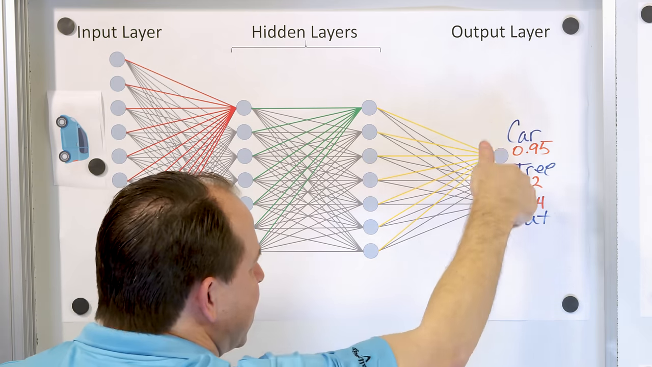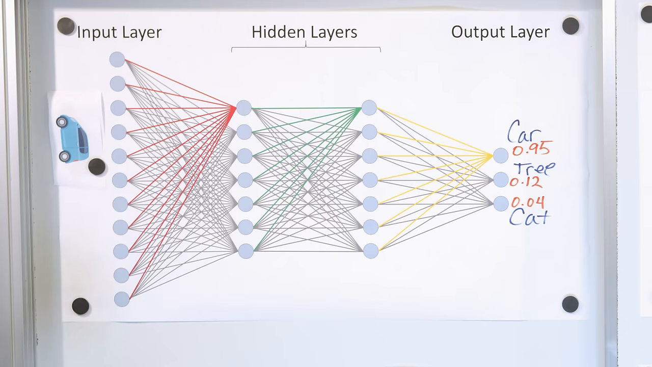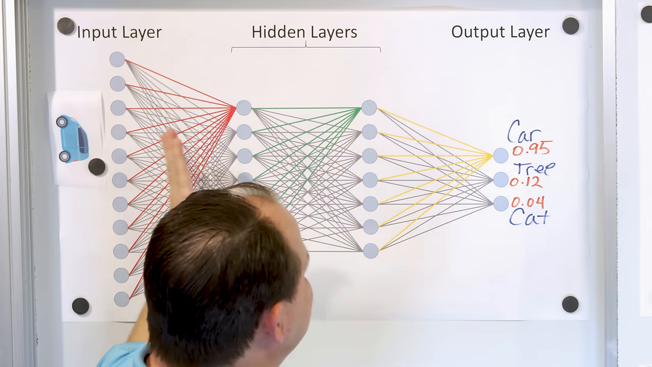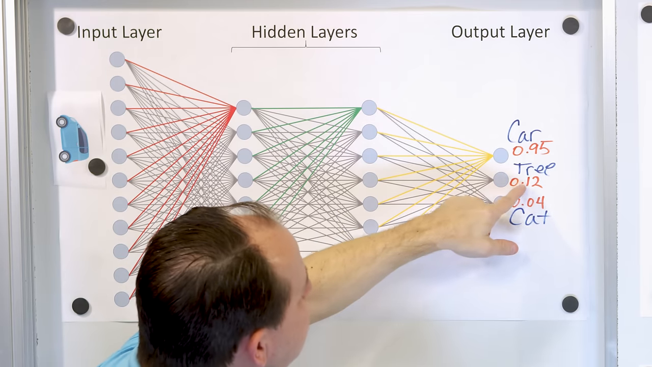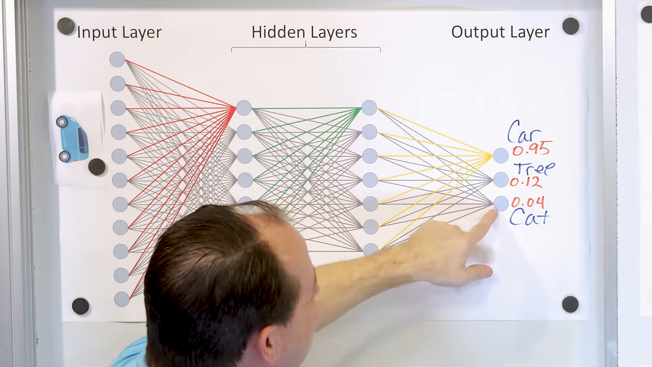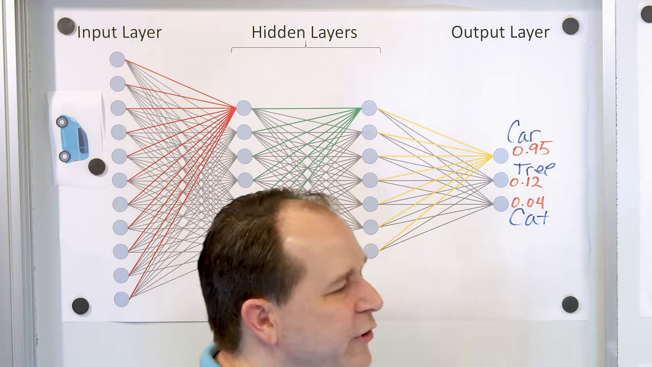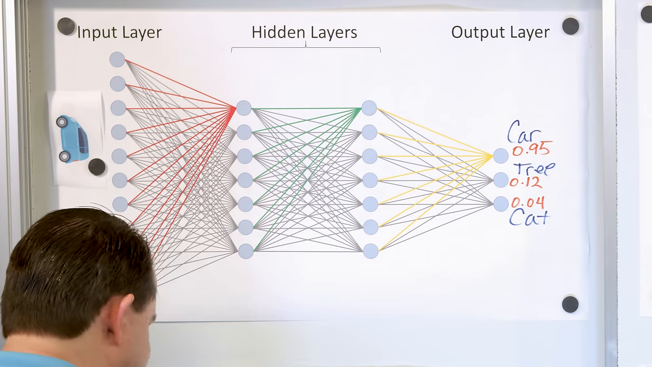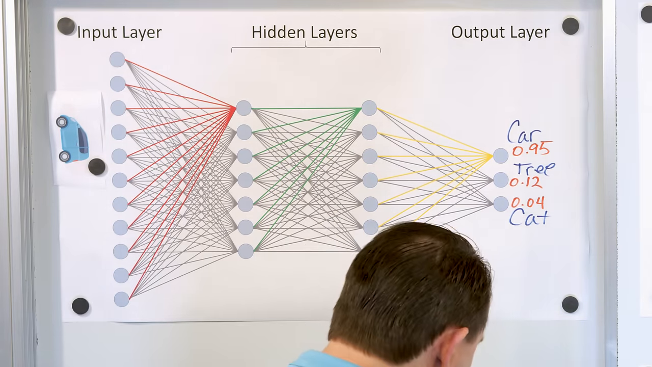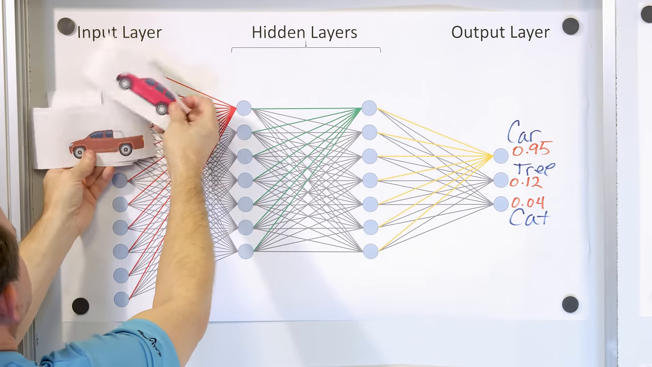Now, I've already written my numbers down, so I'm not going to write over them. But if you put this image in, then the network, once it does the calculation, maybe it gets something a little lower, 0.92, maybe the tree 0.11, the cat 0.09 or something. Still, the highest value is the car with a pretty high percent certainty. So you would conclude the network has determined that that is a car with a certain percentage success.